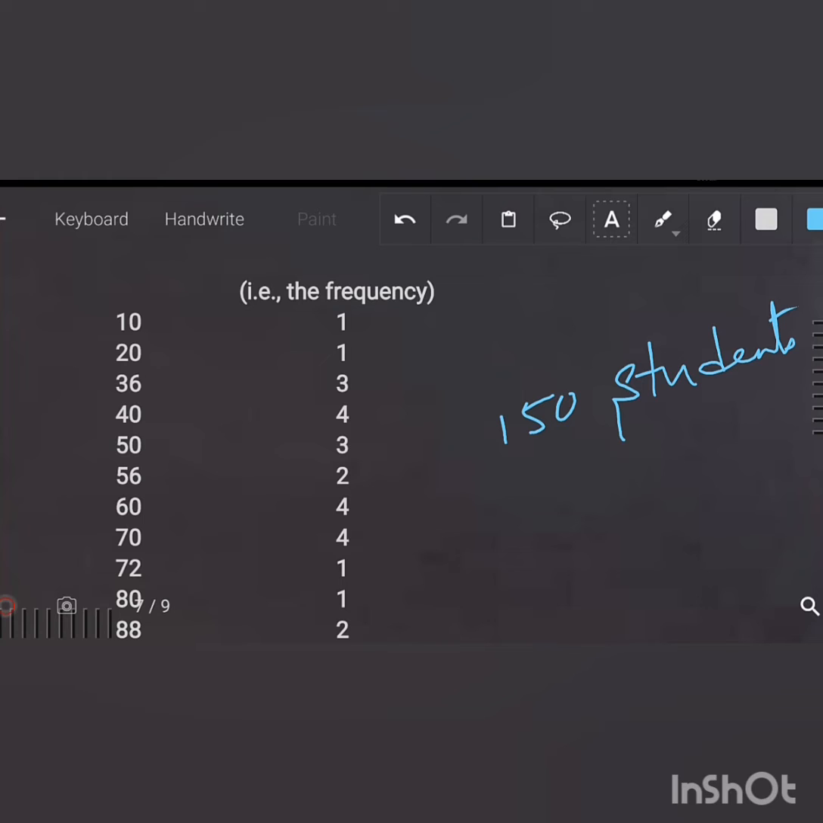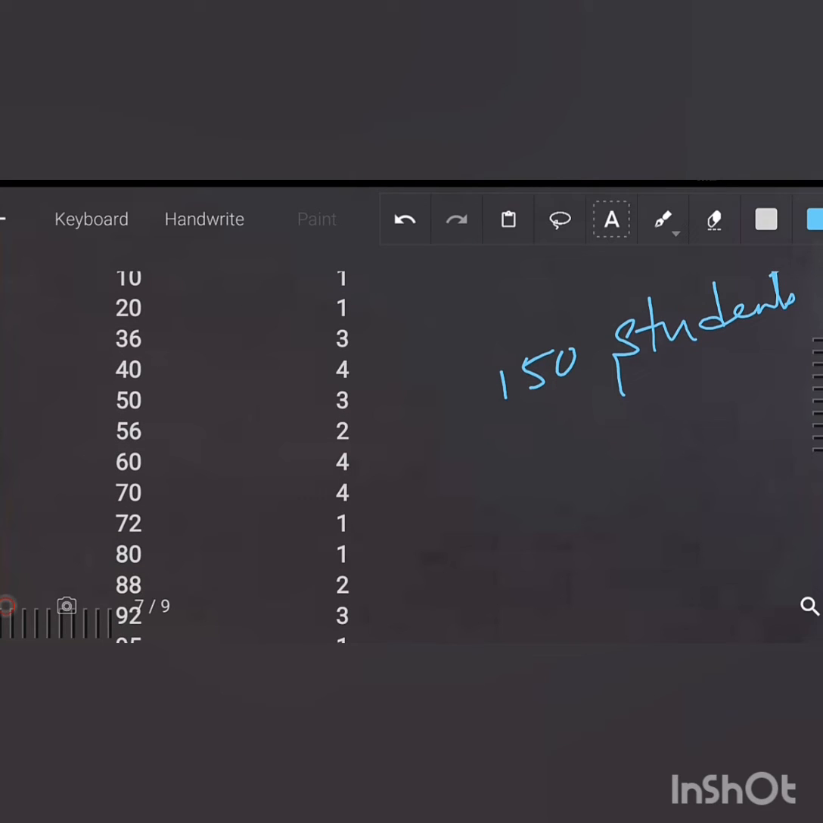Now if we want to find out the marks secured by each student and group them according to the same mark, is it that easy to draw this frequency distribution table? No, it is not that easy, because we have to take all 150 students' marks and count their frequencies. This would be a difficult task. To avoid this kind of problem, a new concept came, that is grouped frequency distribution.